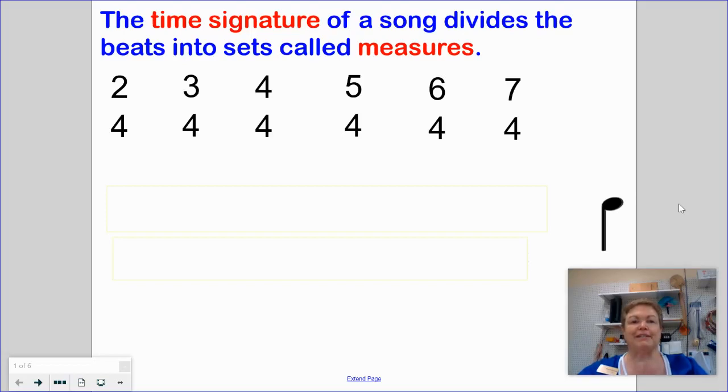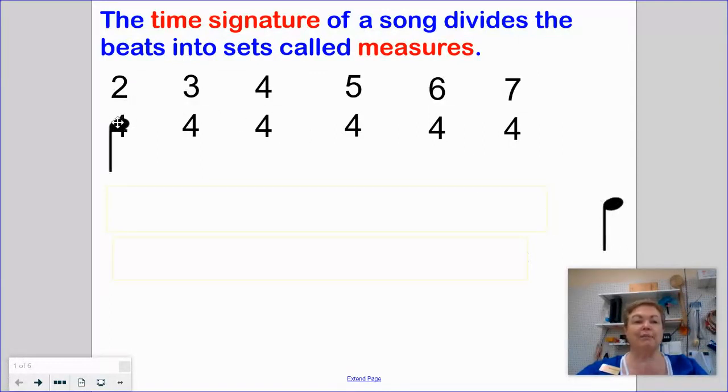Today we're talking about time signatures. Time signatures are a part of every piece of music, and they divide the beats of the song into sets called measures. You might notice that every single one of my time signatures has a 4 on the bottom. There can be other things besides 4, but for today, we are only doing the simplest of time signatures.